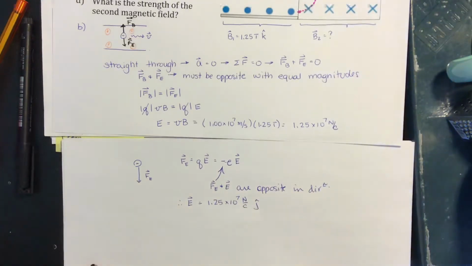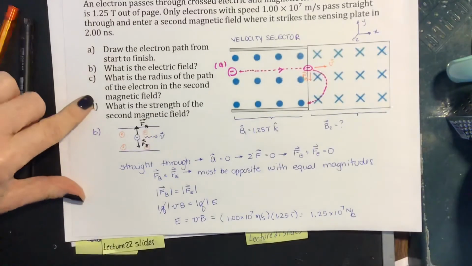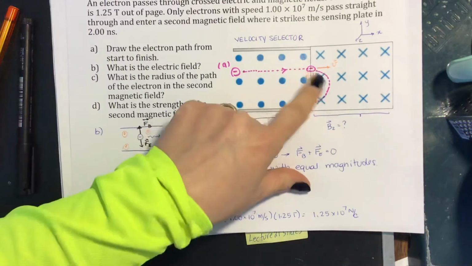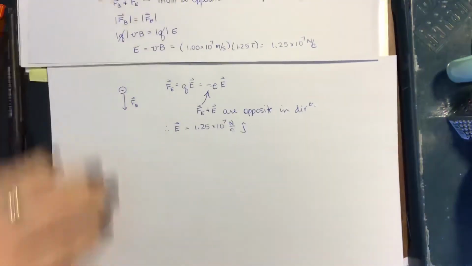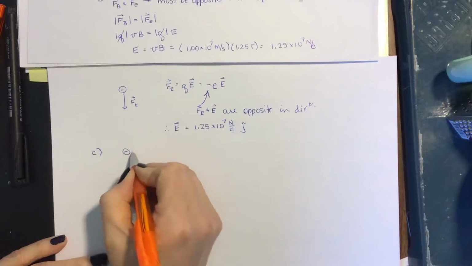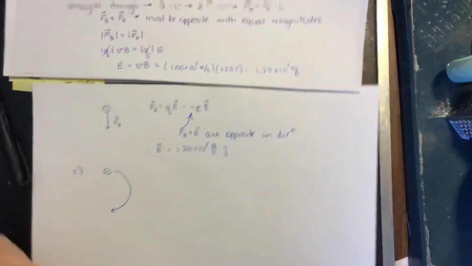Okay, part C. What is the radius of the path of the electron in the second magnetic field? So we're going to try and find that radius right there. I'll redo my sketch again, part C. So there's my electron in the second magnetic field. It swings around like this. This magnetic field, B2, is into the page. So let's get some X's there to show B2.